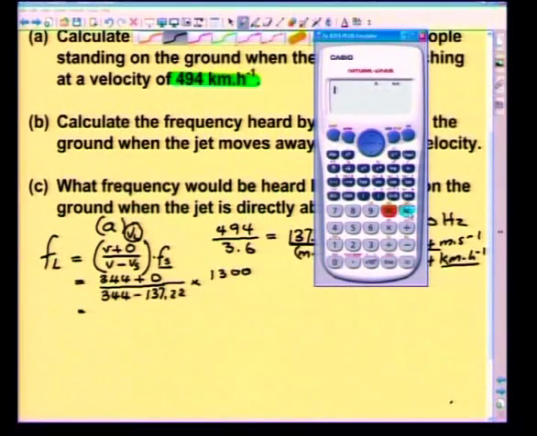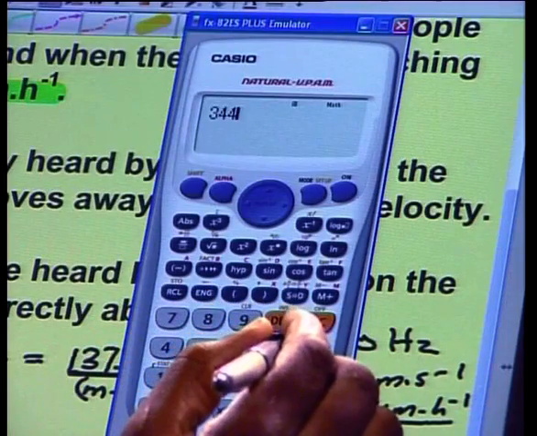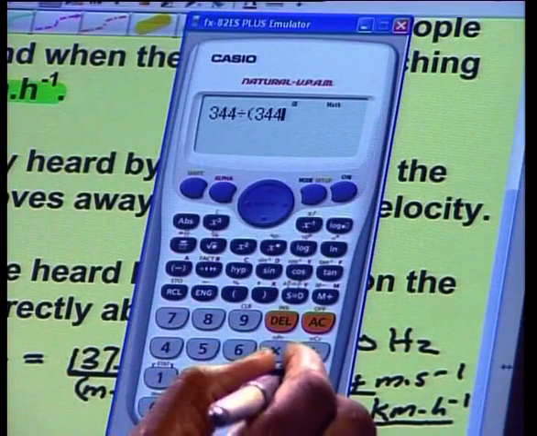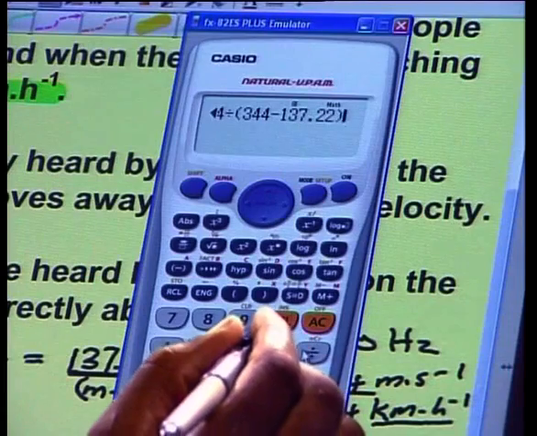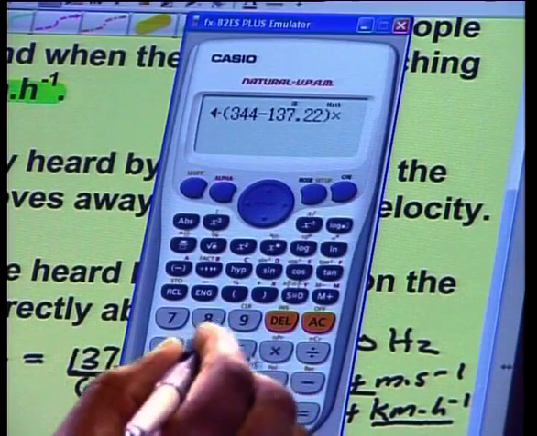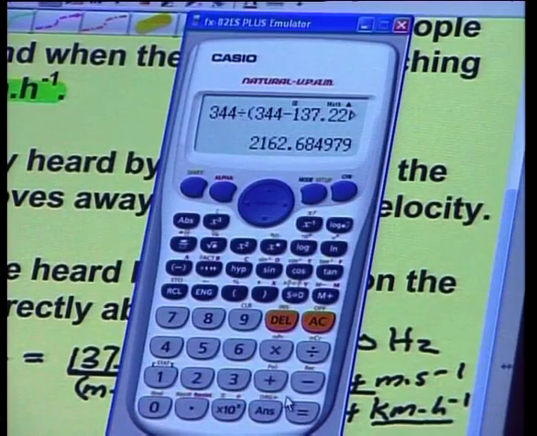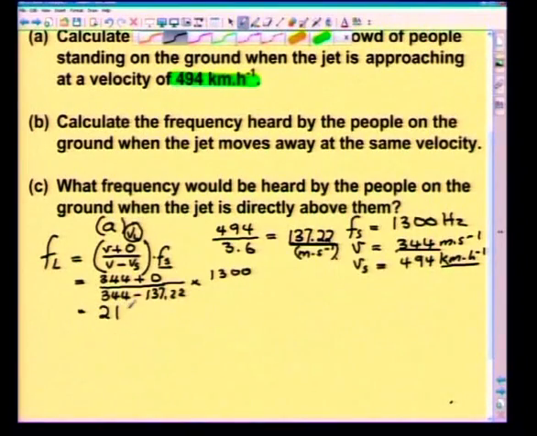Now let's get a calculator to work out the solution to this quickly. There is our calculator. We have 344 divided by, we'll put this in brackets, 344 minus 137.22, close brackets, and all this must be multiplied by 1,300. And that is our answer. The answer is 2162.68 hertz.